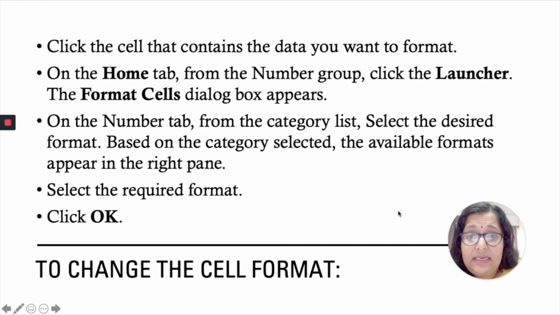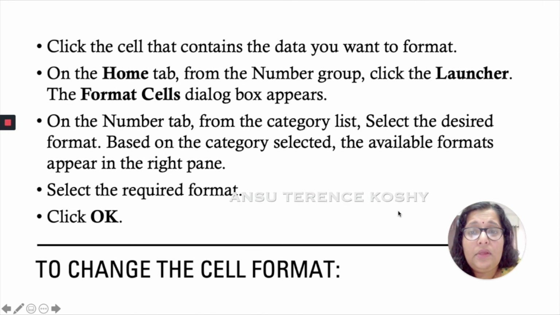On the Number tab, from the category list, select the desired format. From the Number tab, go to the particular category that you want and select the desired format. Based on the category selected, the available formats appear in the right pane. Select the required format and press OK.